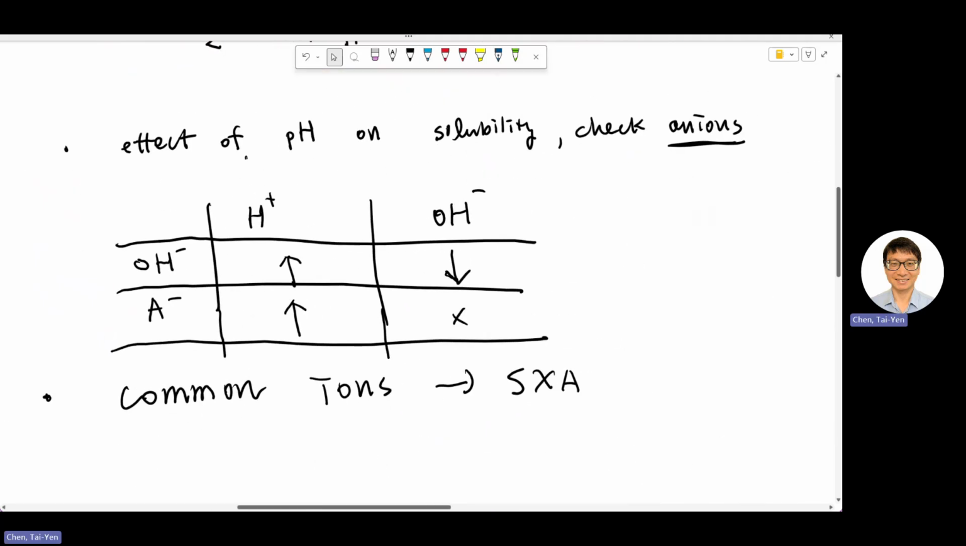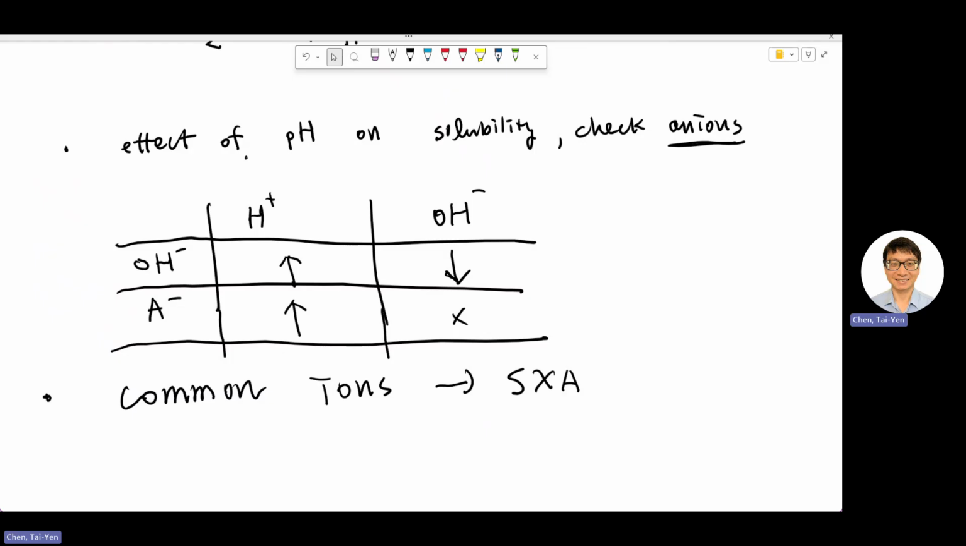So what we are going to do to finish this chapter is introduce another two important concepts. The first concept is that if you have an insoluble salt dissolving inside aqueous solution, and I add in acid, which is H+, or I add in OH-, how will it change the solubility of that insoluble salt? Should it increase or decrease? That's the main thing that we're going to learn.